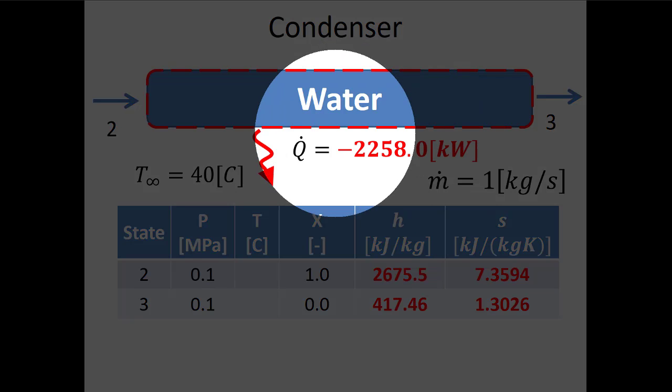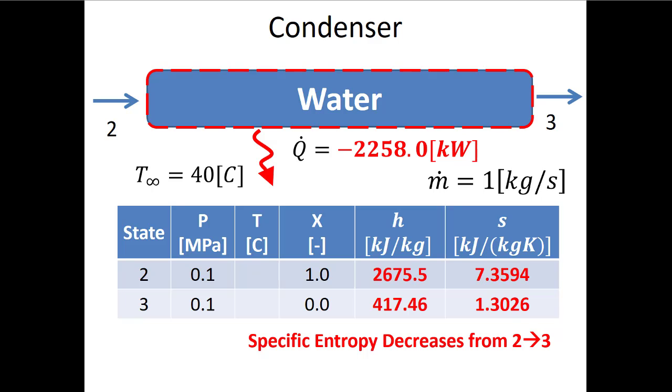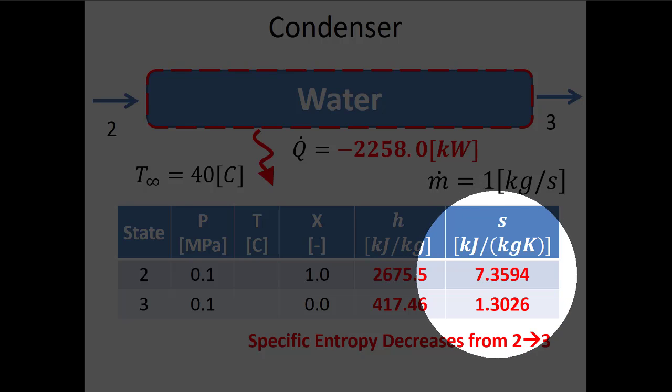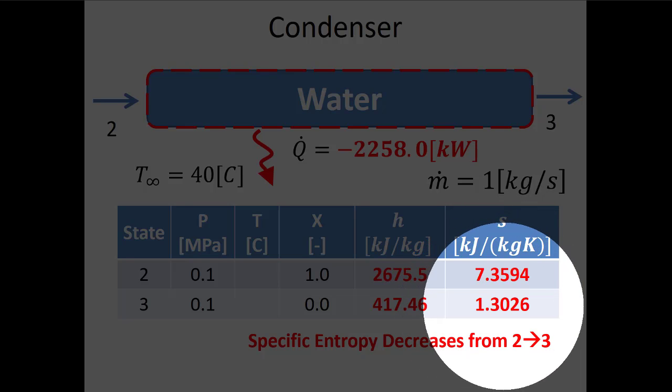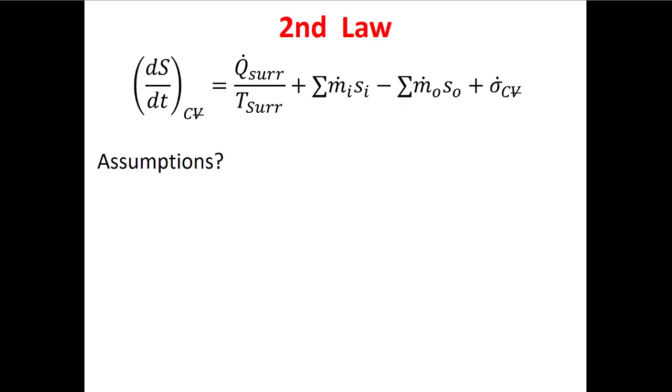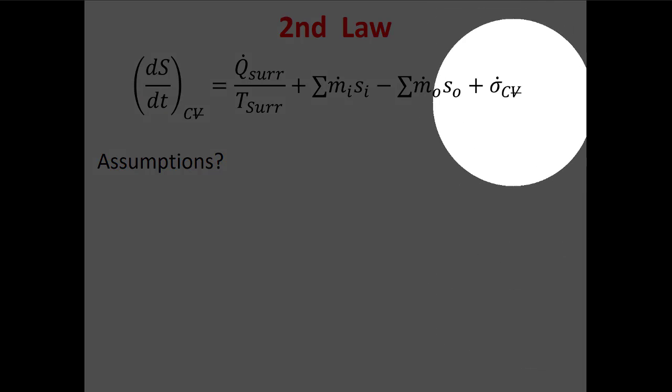So this is good. Now I know Q dot. Now I want to see, well, the specific entropy here is decreasing, just like the enthalpy is decreasing. I go from 7.36 to 1.30. So does that mean that the process is possible or impossible? This is the discussion I was having with my brother: just because the specific entropy of the material that you're looking at goes down doesn't mean that the entropy in the universe is going down. So now we want to look at the second law and find that sigma dot, or the entropy generation term.